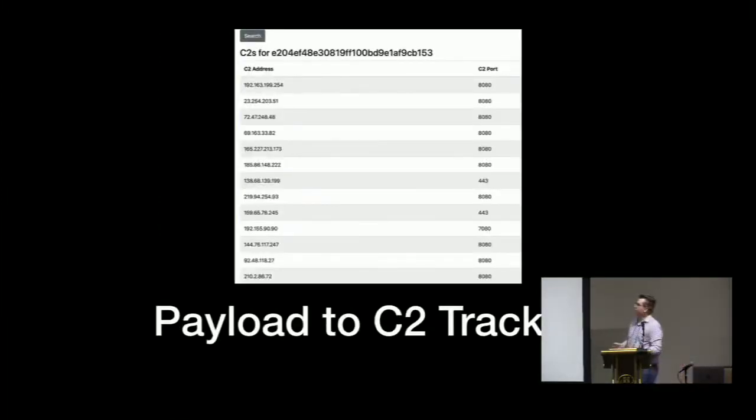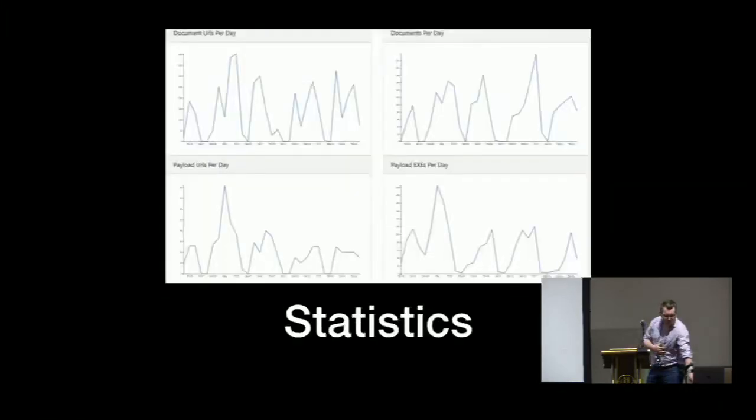And you can do the same thing for payloads to C2s, right? You put in a payload hash, you can get a list of C2s. And this enables the teams to respond to these high priority incidents much quicker. And then also, because I work in corporate, you get to do metrics.